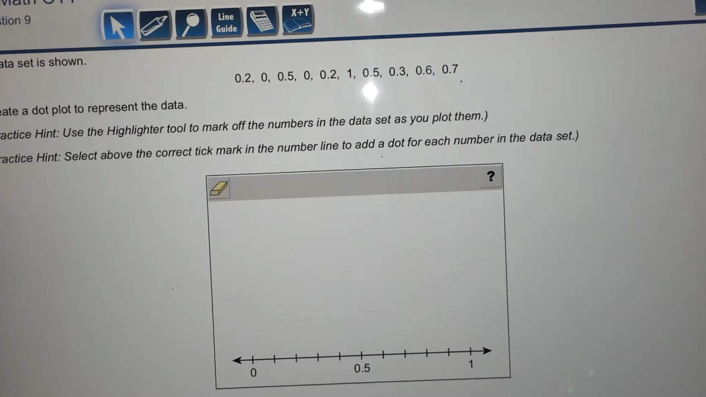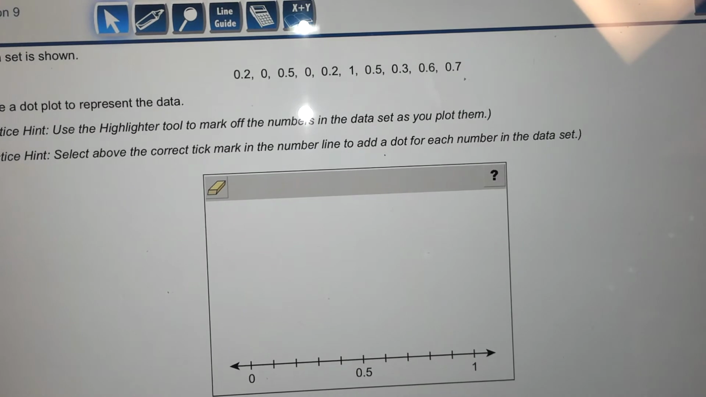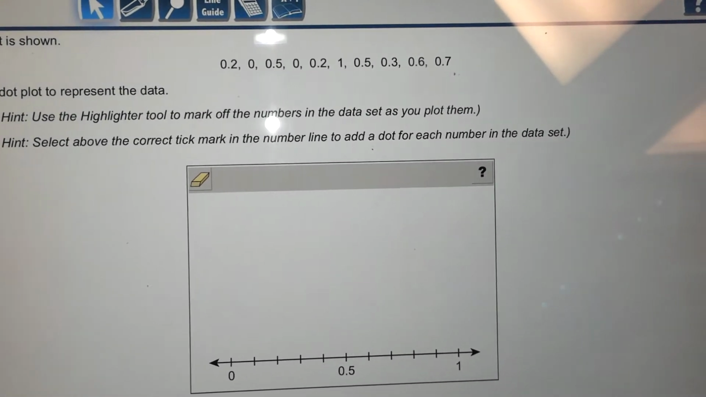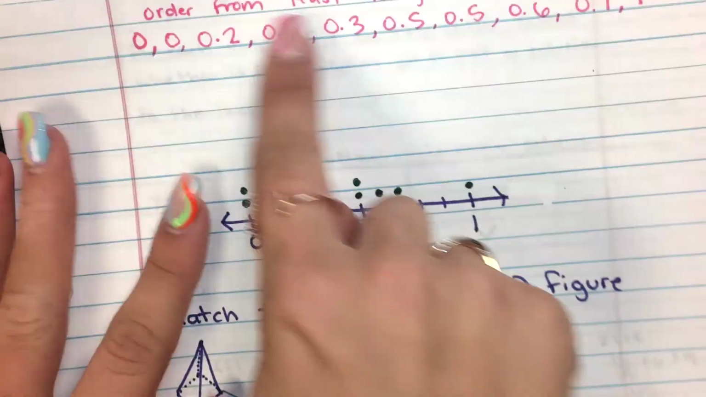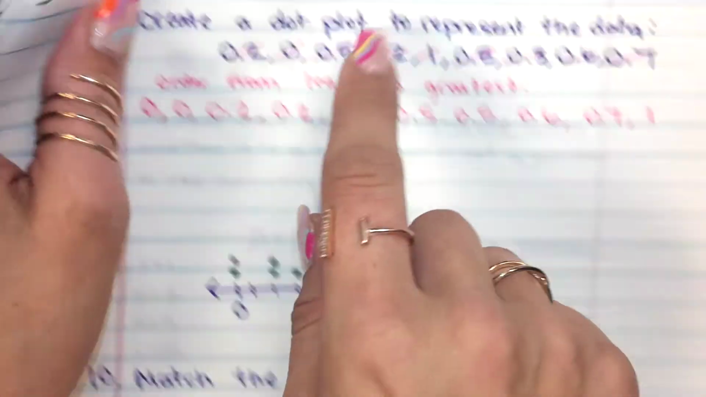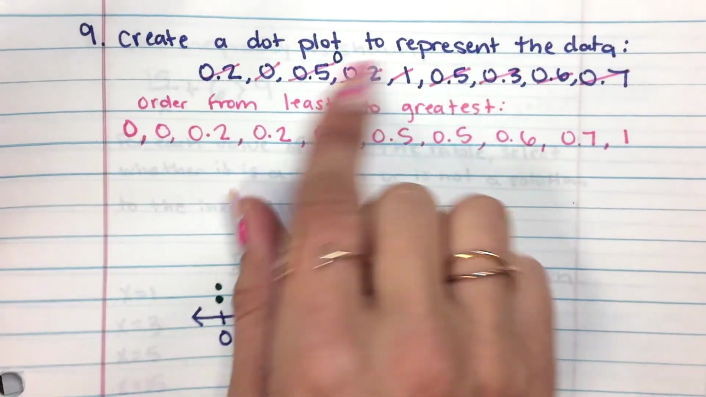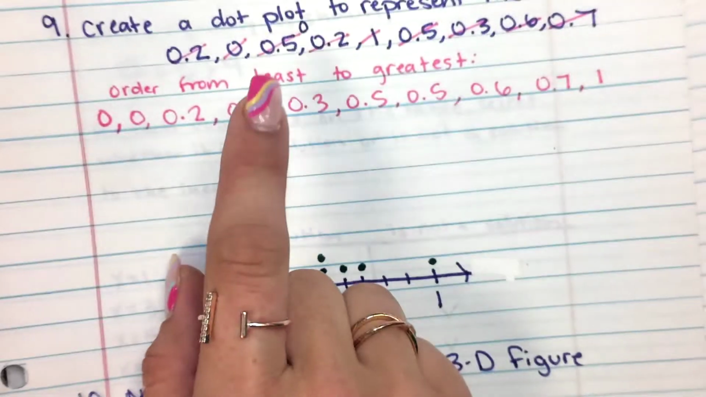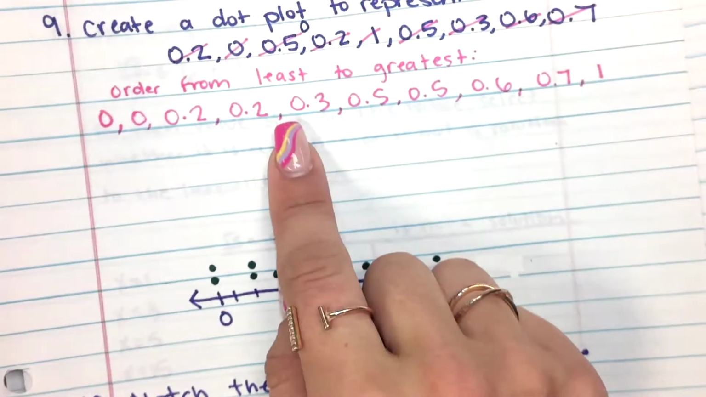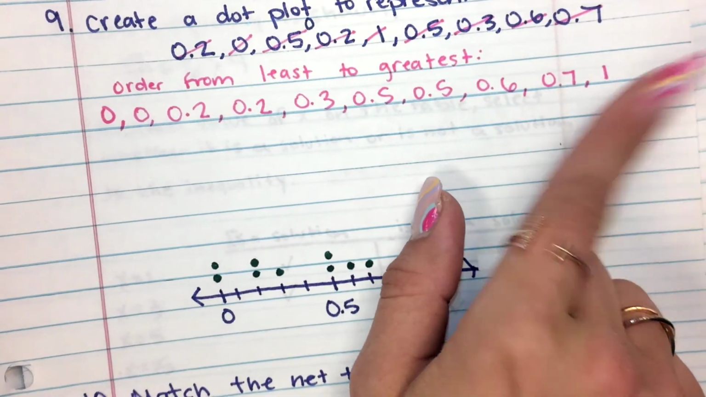Let's move on to the next one. Okay, this one, line plot. So the very first thing you're supposed to do is write them all down. And when I was writing them all down, I actually missed a 0. So be careful. Write them all down and then order them from least to greatest. When you order them from least to greatest, you got 2 zeros, 2 0.2s, 1 0.3, 2 0.5s, 1 0.6, 1 0.7, and then 1.